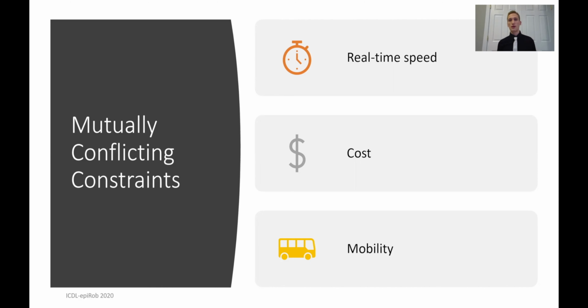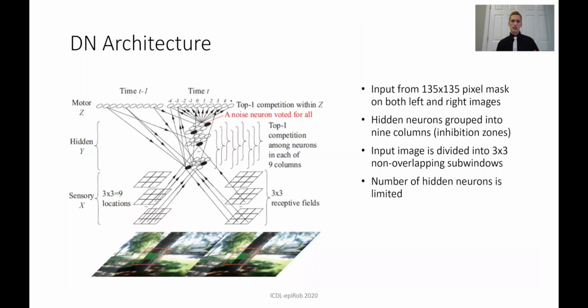Our choice in hardware allowed us to hit the cost and mobility constraints, but it limited the computational power and memory that we had available for the software. Because of this, we had to make a few decisions on our DN's architecture. There is a trade-off between the number of neurons available and the size of the input for each neuron. Because of this, we limited the input region to a 135 by 135 pixel mask on each image. We divided the mask into 9 non-overlapping subwindows and grouped the hidden neurons into 9 distinct competition zones, or columns, the neurons in each group sharing the same subwindow as bottom-up input.